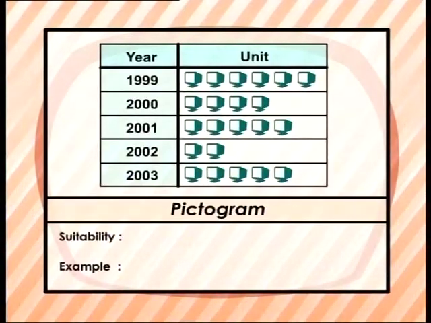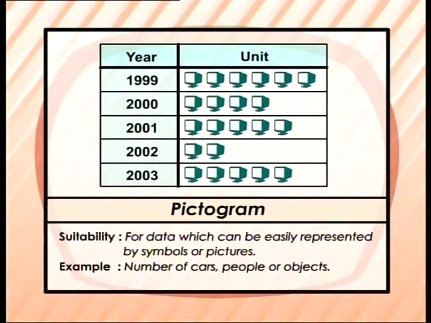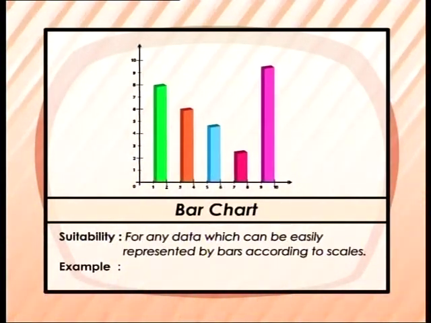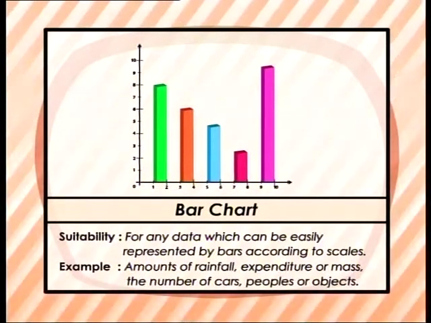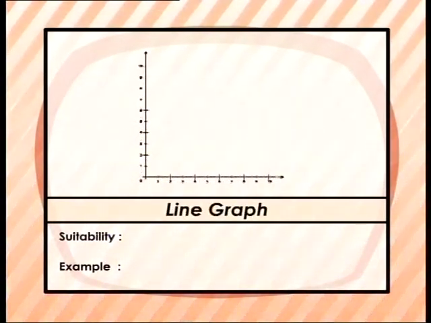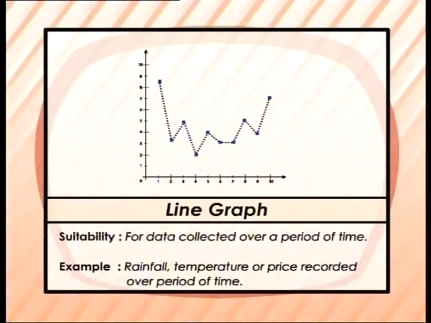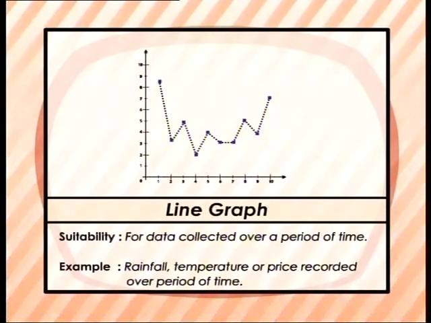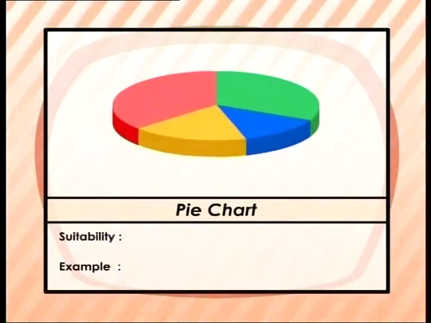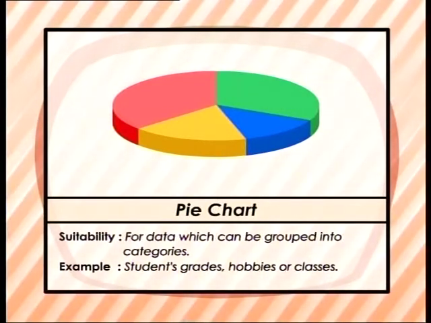Pictogram. Suitability. For data which can be easily represented by symbols or pictures. Example: number of cars, people, or objects. Bar chart. Suitability. For any data which can be easily represented by bars according to scales. Example: amounts of rainfall, expenditure or mass, the number of cars, people, or objects. Line graph. Suitability. For data collected over a period of time. Example: rainfall, temperature, or price recorded over a period of time. Pie chart. Suitability. For data which can be grouped into categories. Example: students' grades, hobbies, or classes.